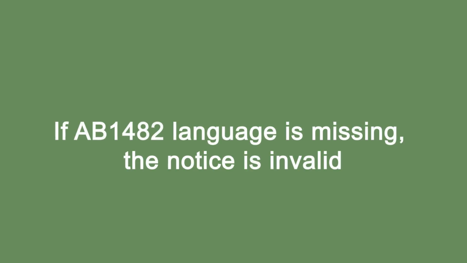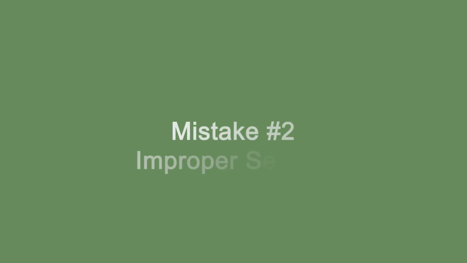Another big mistake: if your property is not exempt from AB 1482, the notice must include the required just cause language. If that language is missing, the notice is invalid. So the rule is simple: use the correct, updated California notice, and make sure it includes the required language for your property type. Mistake number 2 is improper service of the notice.